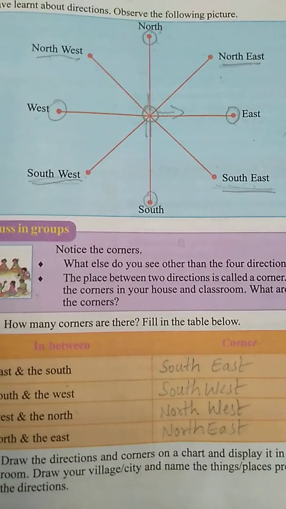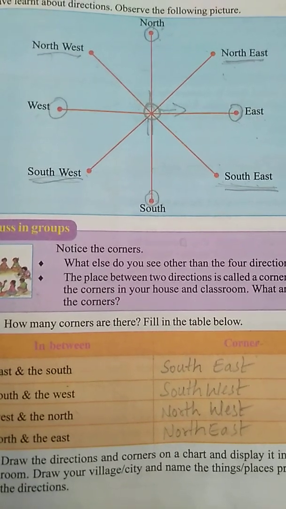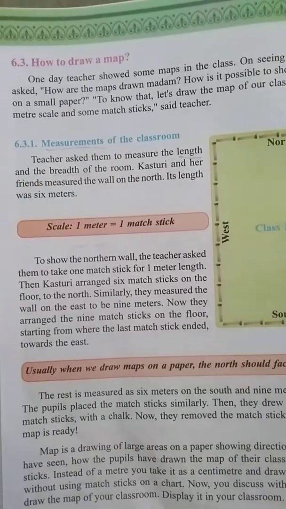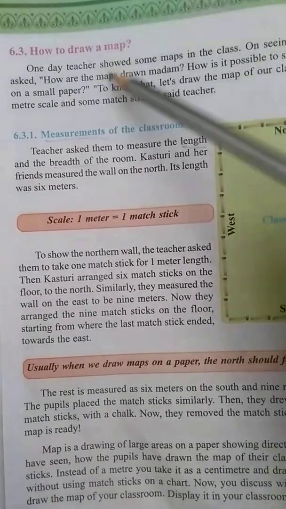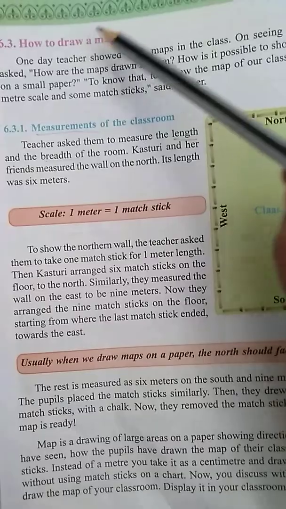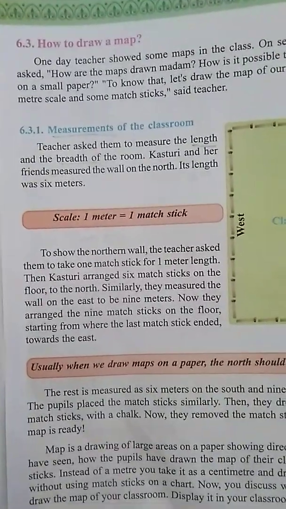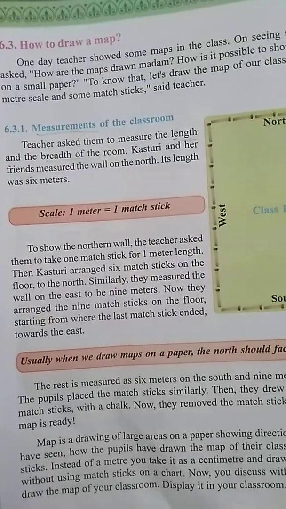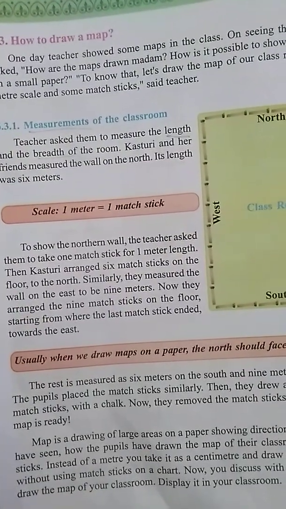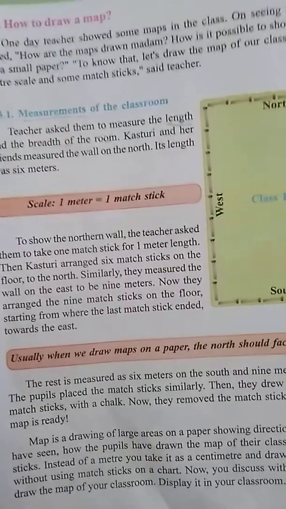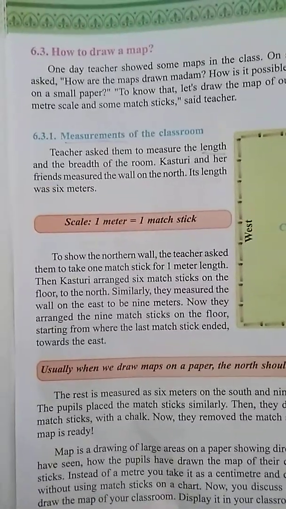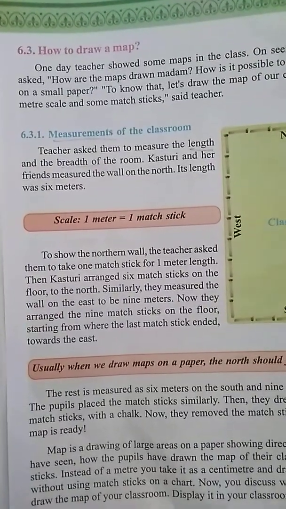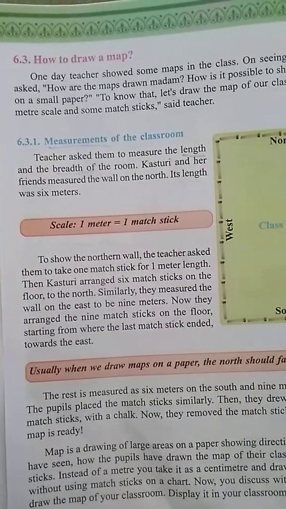All of you come to the next page. Page number 64. Now see here on page number 64, what is given? Point number 6.3. How to draw a map. Now you will also get confused. How to draw a map means how you will draw the map. If I tell you to draw your house map or your classroom map, will you be able to draw that? No. So to learn that, we are going to see how to draw the map.